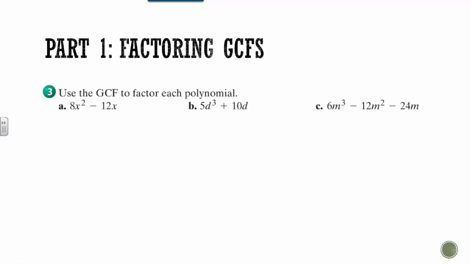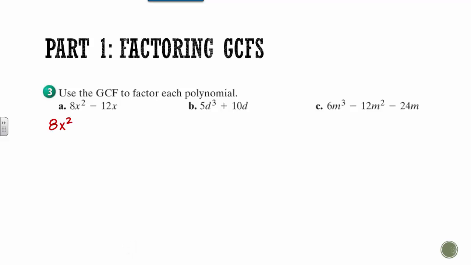Actually, for the first one, I am here, and then I won't after that. So these directions are a little different. It says to use the GCF to factor each polynomial. So we first need to find out what the GCF is, and then we need to unmultiply that by everything in here. So let's take a look at what we have.